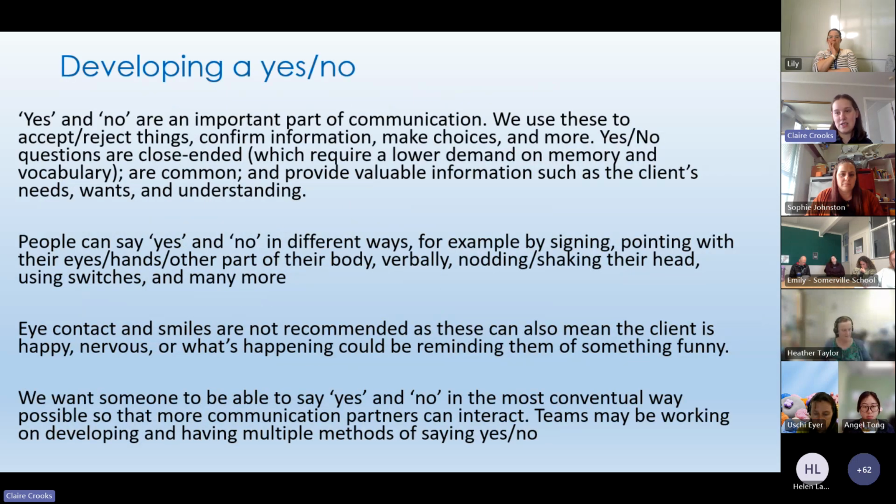Developing a yes and no. This is something that comes up for lots of different systems, particularly for things like PODD and with the use of partner scanning. Yes and no is a really important part of communication because you can use yes and no for a variety of means or ways.